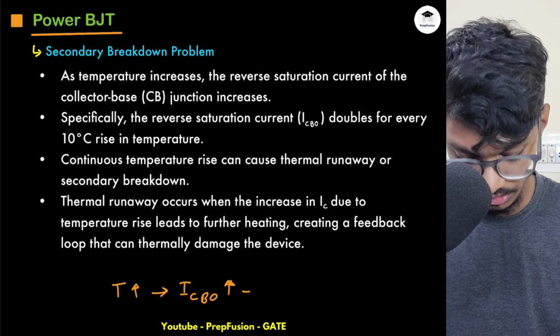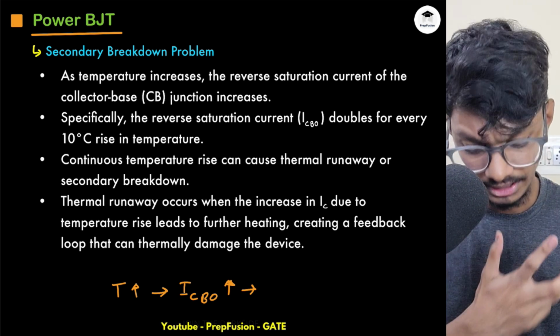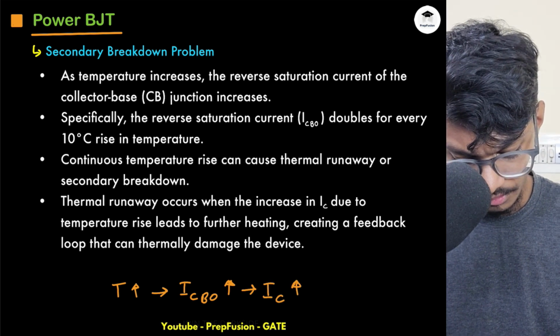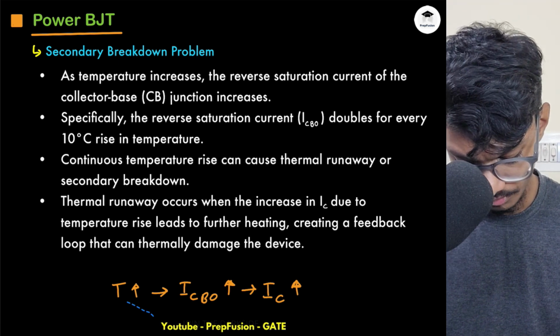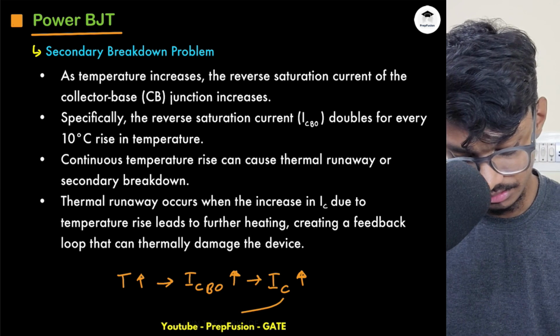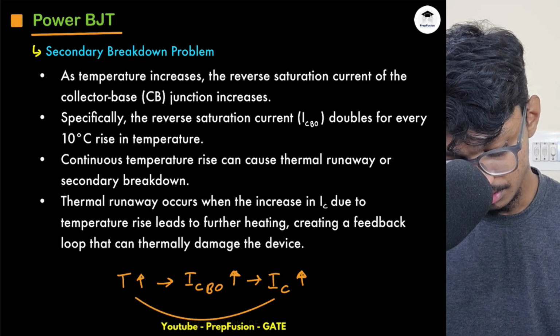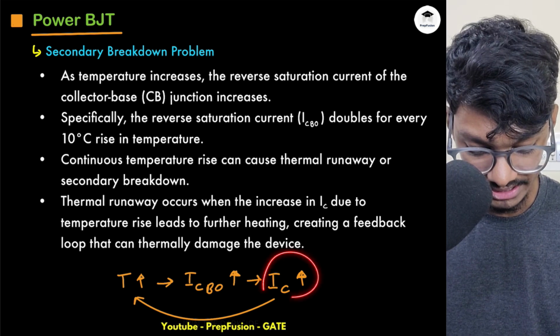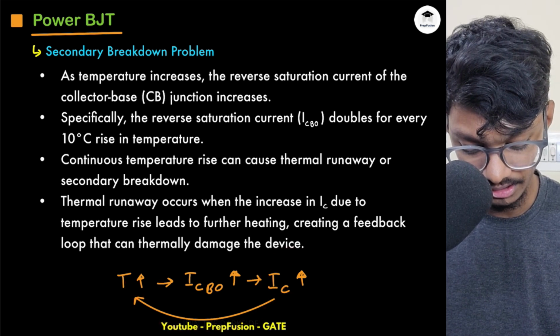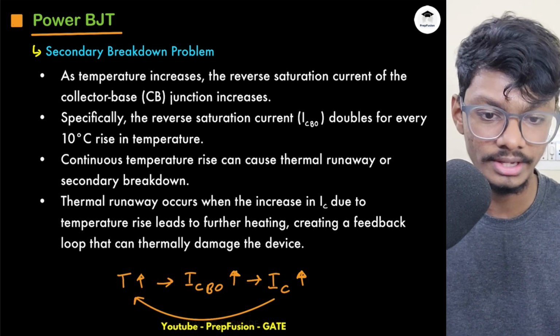Now if the ICBO increases, what happens? The IC increases. Now if the collector current increases, the temperature will again increase as more heat is getting generated. So as IC increases, temperature increases more, and again as temperature increases, ICBO will increase, and this will go on in a loop, right? This will go on in a loop and we cannot control it.